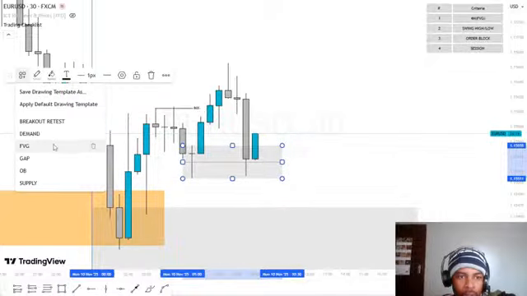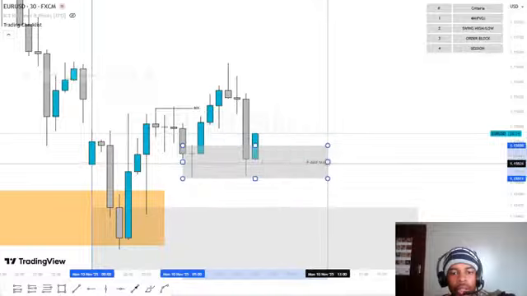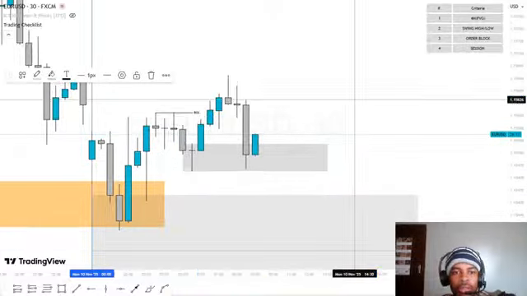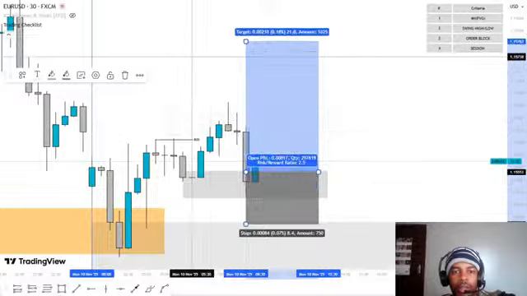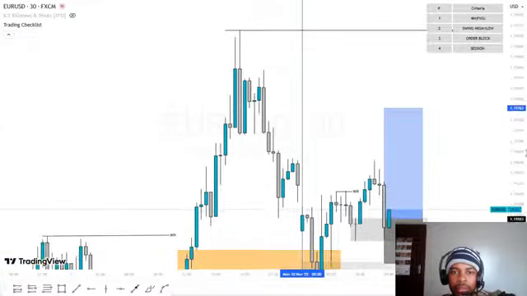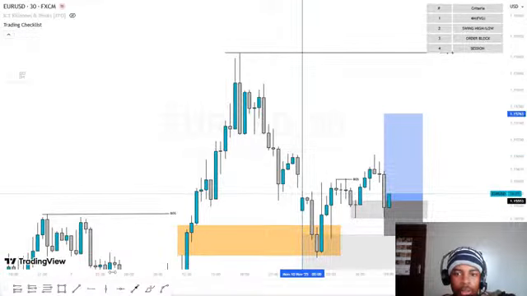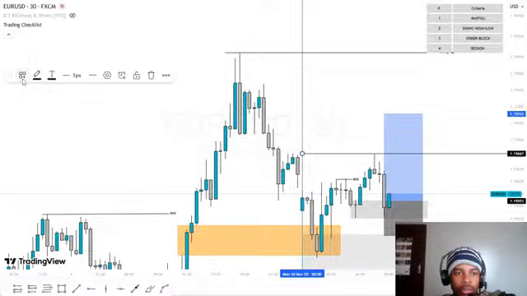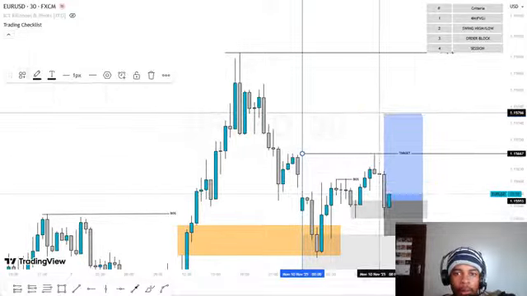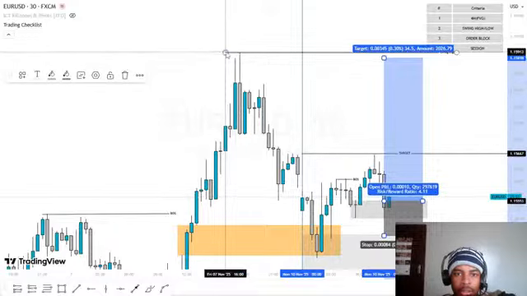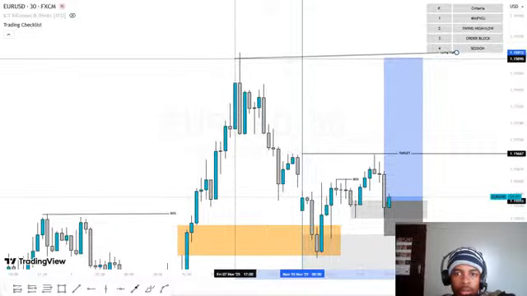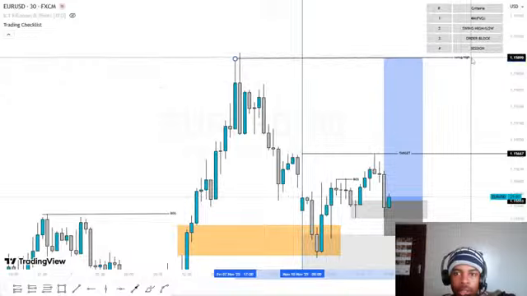The entry on that. Let's say EURUSD buy. First take profit as target one, target two.